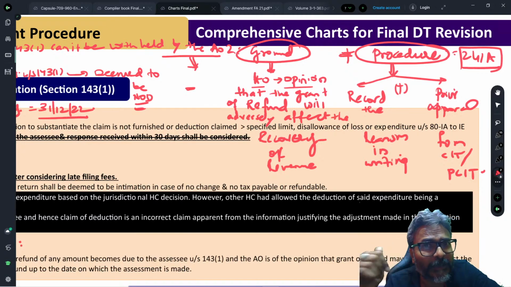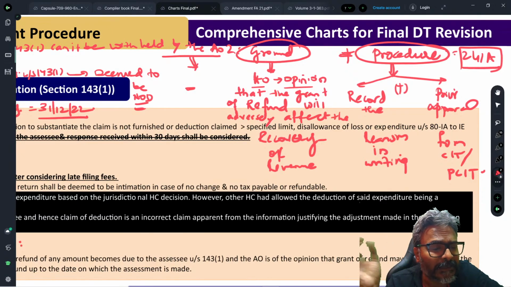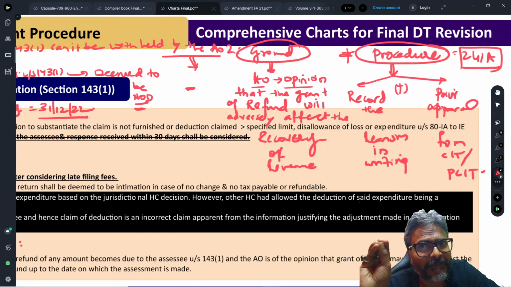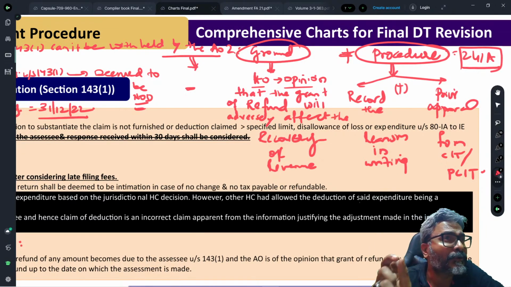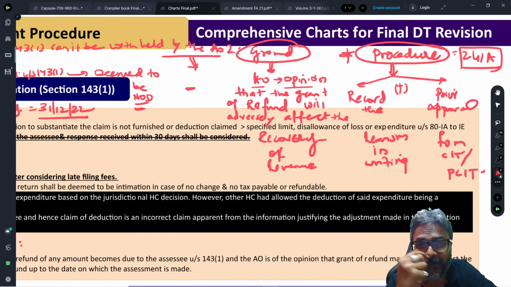He just needs to make an intimation to that effect, and by making that intimation, he will be in a position to do this particular adjustment, and that adjustment will be under section 245.